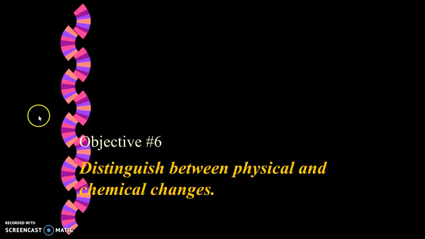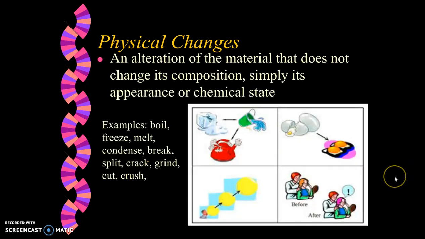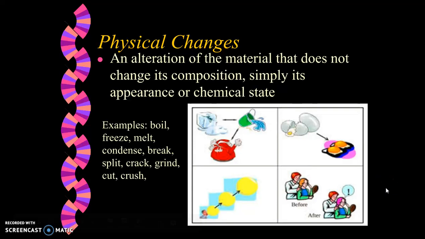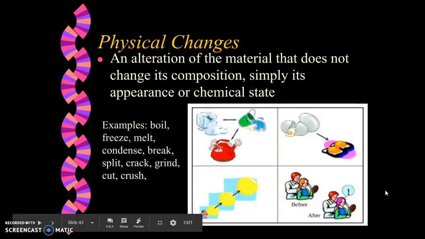All right, so this is the Honors Chem screencast for objective number 6, distinguish between physical and chemical changes. We've already started talking about physical properties, so hopefully some of this stuff will make a little bit more sense to you today. So a physical change is an alteration of the material that does not change the composition, meaning we're not making anything new. We're just going to change the appearance or physical state.